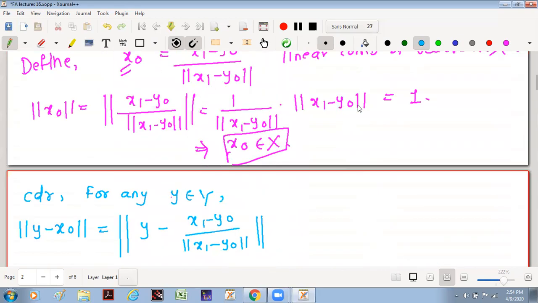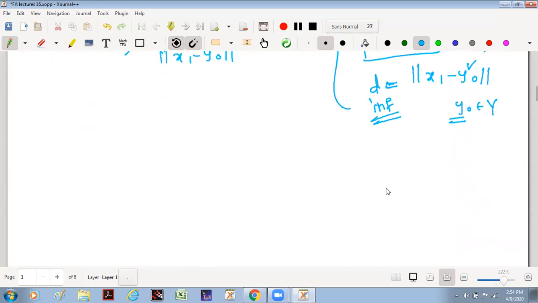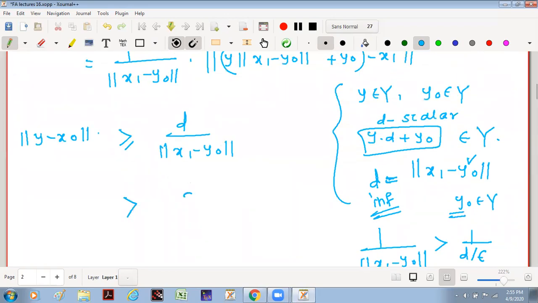But previously in equation number 1, we have proved that the norm of x1 minus y0 is less than d by epsilon. Therefore, if I take a reciprocal, what will happen? 1 upon the norm of x1 minus y0, as we have taken the reciprocal, it will be strictly greater than 1 upon d by epsilon, right? Therefore, here let us put the value greater or equal. Now it becomes strictly greater than d by epsilon. d gets cancelled, epsilon goes to the numerator. Therefore, we have proved that the norm of y minus x0 is greater than epsilon for all y in Y.